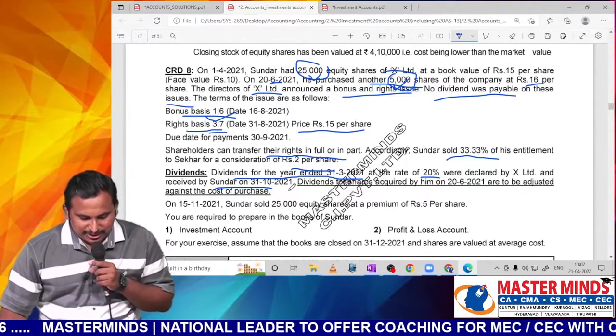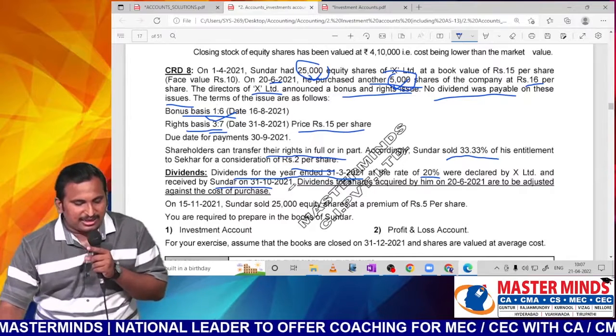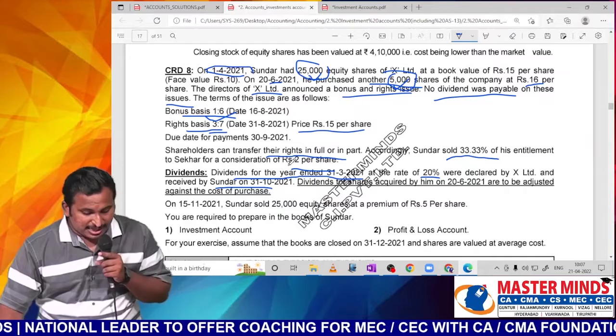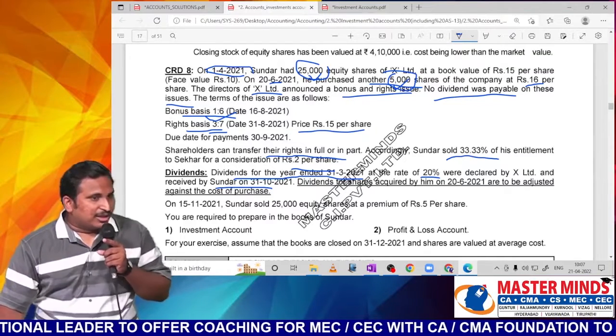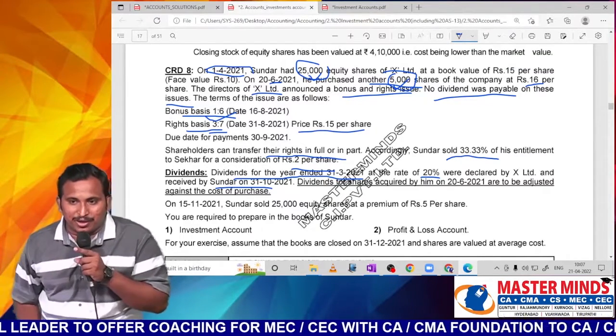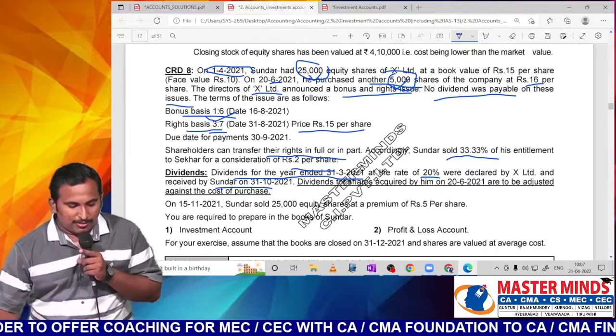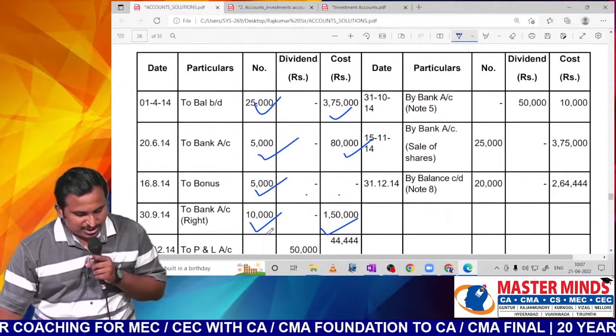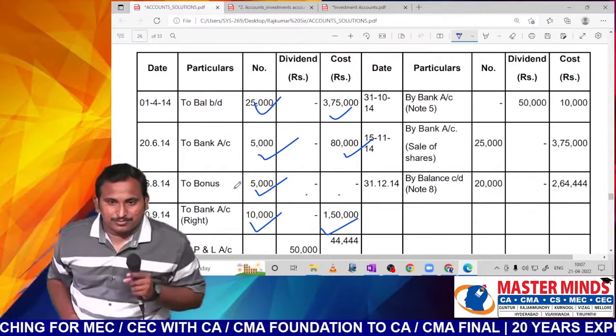Now tell me one thing. This dividend related to which year, sir? Current year or last year? You could observe current year is 1/4/21. This is last year, 31st March 21. That means which dividend? Final dividend or interim dividend? Final dividend. So tell me, out of these 4, 25, 5, 5,000, 10,000, which shares are eligible?